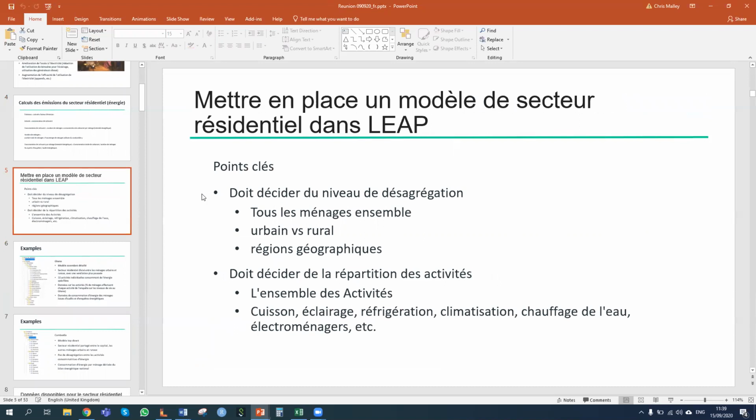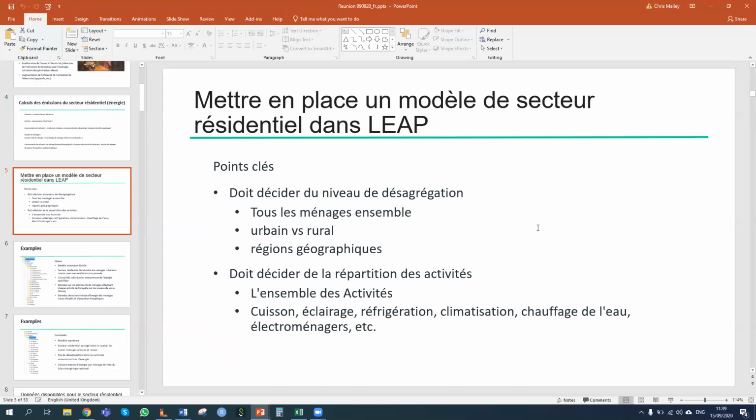To develop a model of the residential sector in LEAP, the key things that we need to decide, or that we want to understand, is how we're going to disaggregate the households in a particular country. We could have them all together. Commonly, urban and rural households are split because the energy needs and the fuels consumed are often different. Or we could split it by geographic regions.